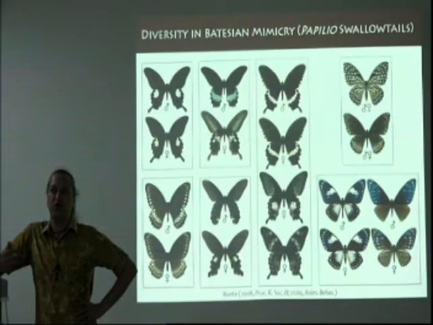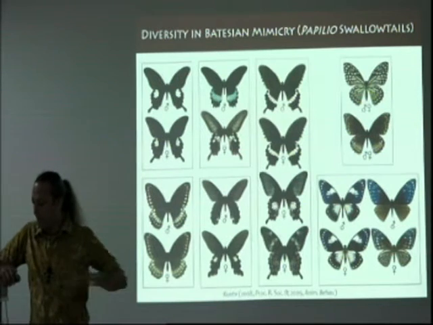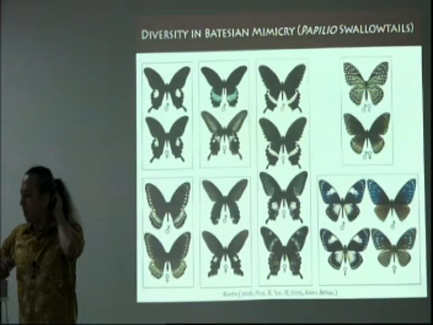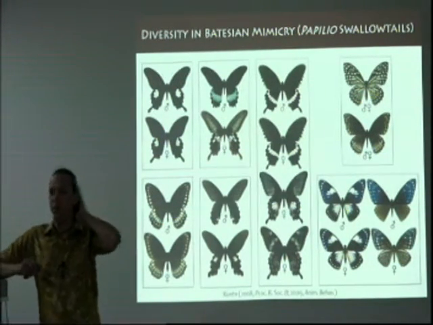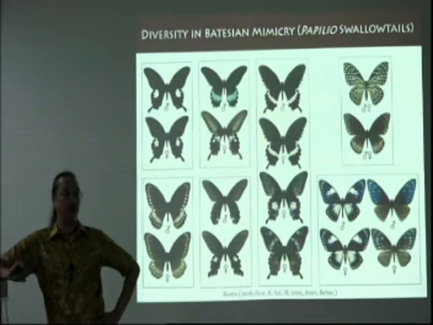So, what are the features, what are the genetic operations and genetic features, which control this kind of polymorphism? A few years ago, I started thinking that if I really want to do justice to this group and all the things that we want to study here, we should really get a well-resolved phylogeny.